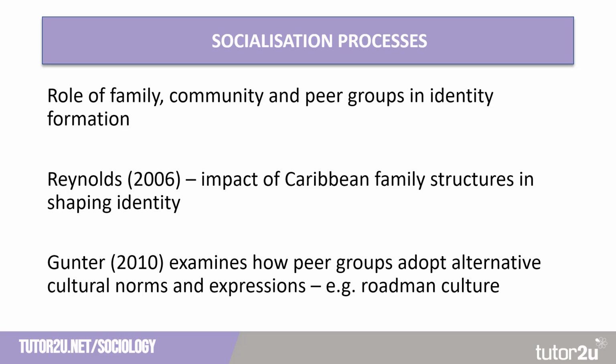Research into these areas includes the work of Tracy Reynolds, who looked at Caribbean families, their social capital and young people's diasporic identities. She discussed how Caribbean family structures and social networks support identity formation among young people, fostering a sense of belonging and cultural continuity. Gunter, in 2010, looked at black youth road culture and badness in an East London neighbourhood. Gunter's study focused on how peer groups and community networks influence the identities of black youth in East London, often creating alternative cultural norms and expressions.